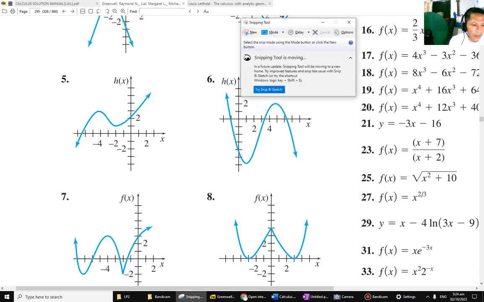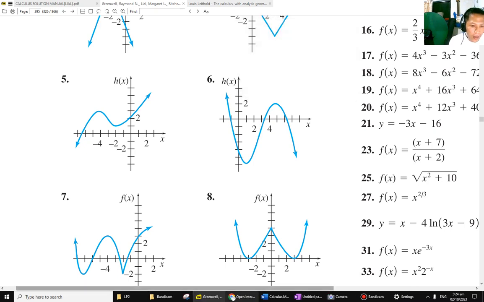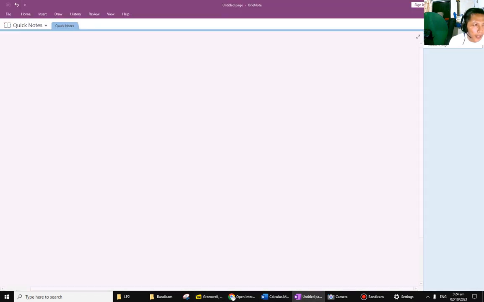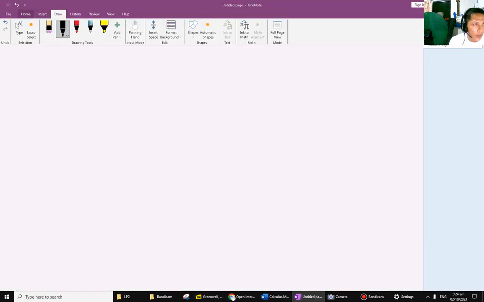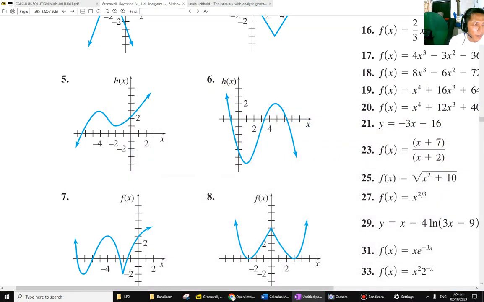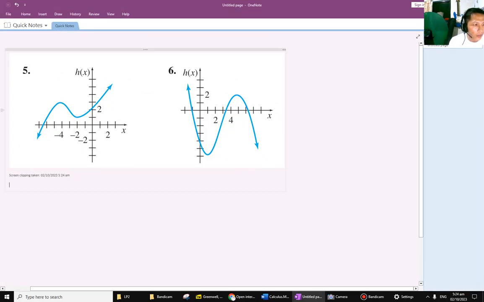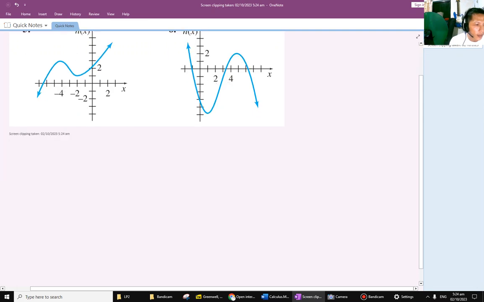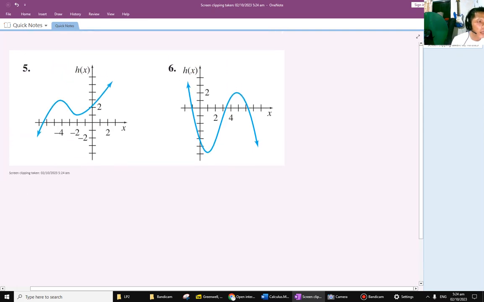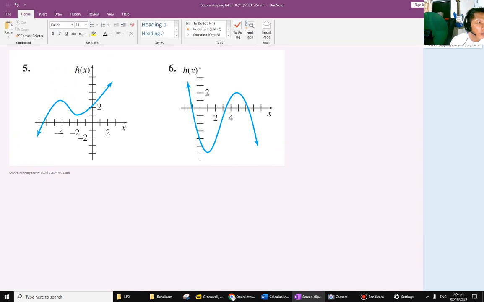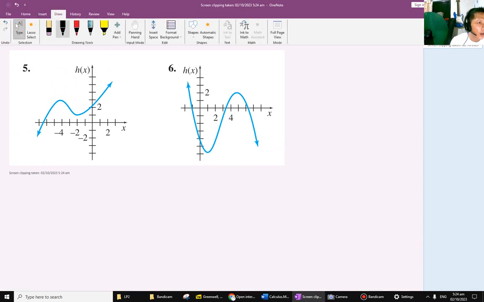I'll copy the problem first. You have to insert screen clip. Then 5, 6. The problem is still the same. So we have to identify open intervals. If it's only asking open intervals, then our answers would be, okay, draw.